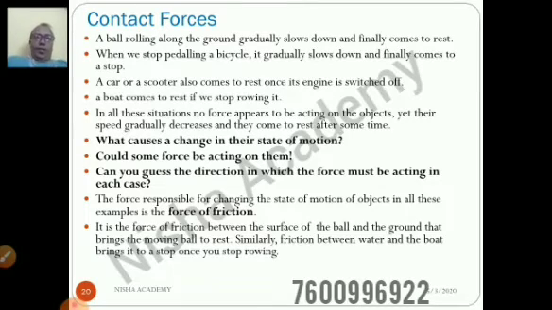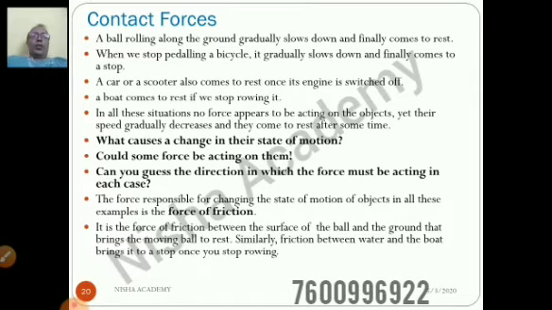Another is friction force, the force of friction. See some examples. When a ball is rolling on the ground, gradually it slows down and finally comes to rest. When we stop pedaling a bicycle, it gradually slows down and finally comes to a stop. A car or scooter also comes to rest once its engine is switched off.